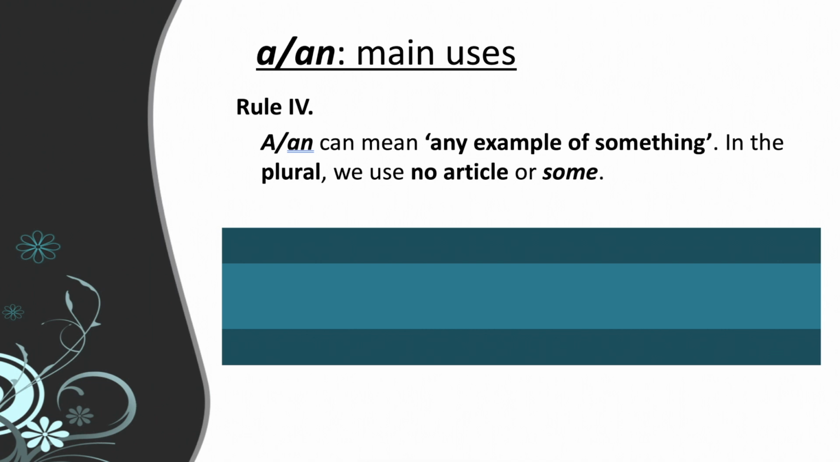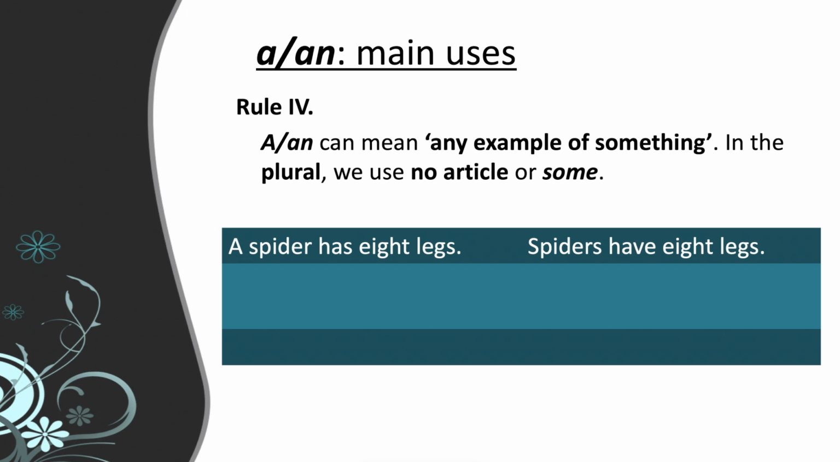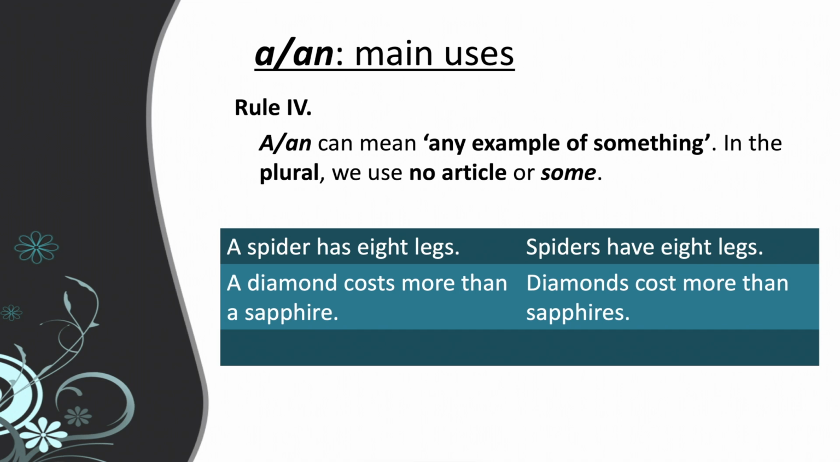Look at these examples. A spider has 8 legs. Here, we're not talking about a particular spider. We're talking about spiders in general. If I say this using a singular noun, I'm talking about a spider as an example for all spiders. If we say spiders have 8 legs, we're saying the same thing. These two sentences really mean the same thing. A diamond costs more than a sapphire, and diamonds cost more than sapphires mean the same thing.